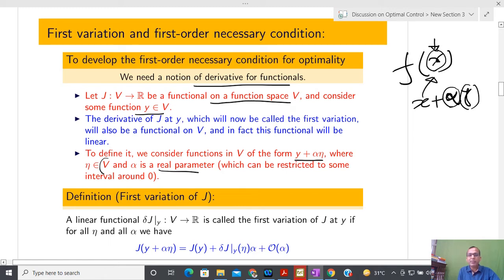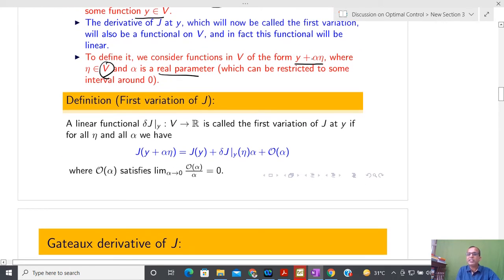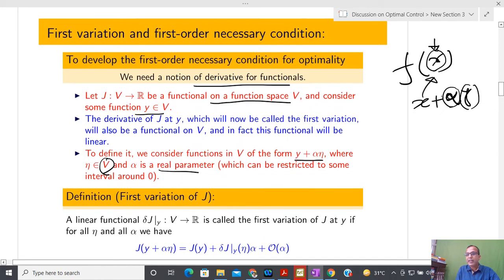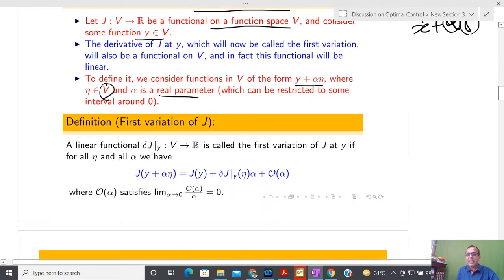Now V, if you check, is a space of functions, and due to that reason I am going to talk about the pointwise addition of two functions. And whenever I talk about the first variation, I have to substitute alpha tending towards 0, meaning alpha equal to 0. So in the finite dimensional problem, I am again taking alpha equal to 0. At that time we were talking about the derivative of this function. Now here I have J, which is a functional.